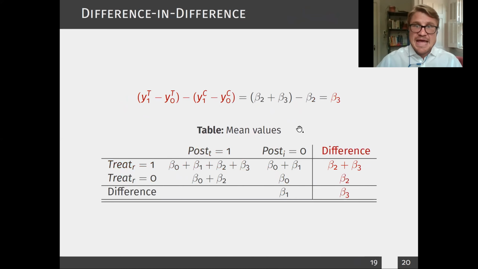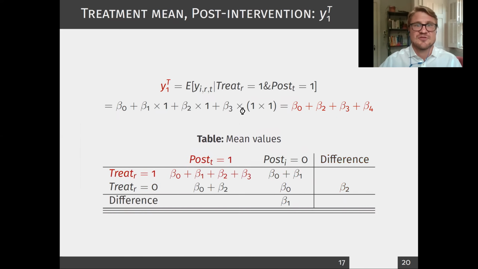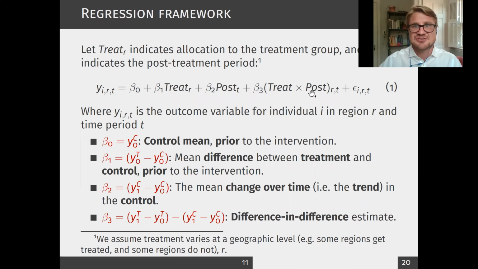And now you have your difference in difference estimate. Difference in difference is the trend in the treated group subtracted by the trend in the control group. It's beta 2 plus beta 3 minus beta 2, and it is beta 3. Magic. So this is the third one, this interaction term between treat and post. Remember, this is the interaction term between treat and post. The coefficient on that one is the actual difference in difference estimate of the causal impact of the treatment.